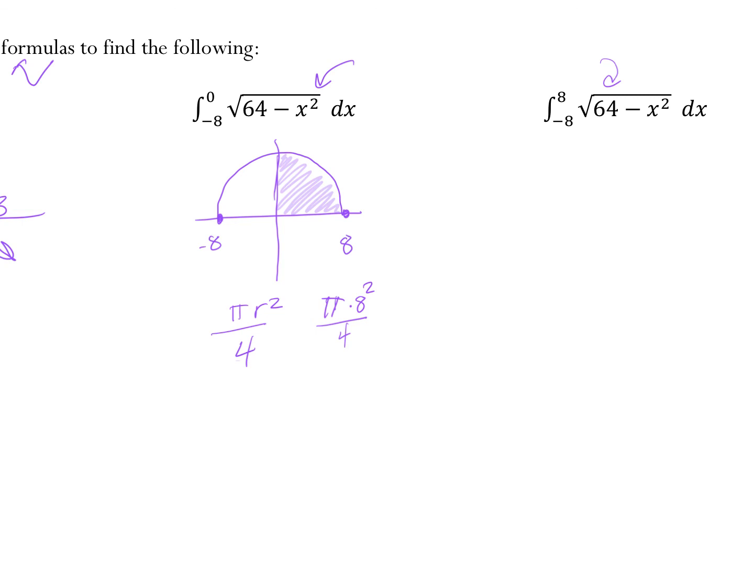How we feeling? 16 pi, which is approximately 50.27. Wait, isn't that r squared, radius and not diameter? It is. Diameter would be 16, wouldn't it? Yeah, that is 8. Cool.